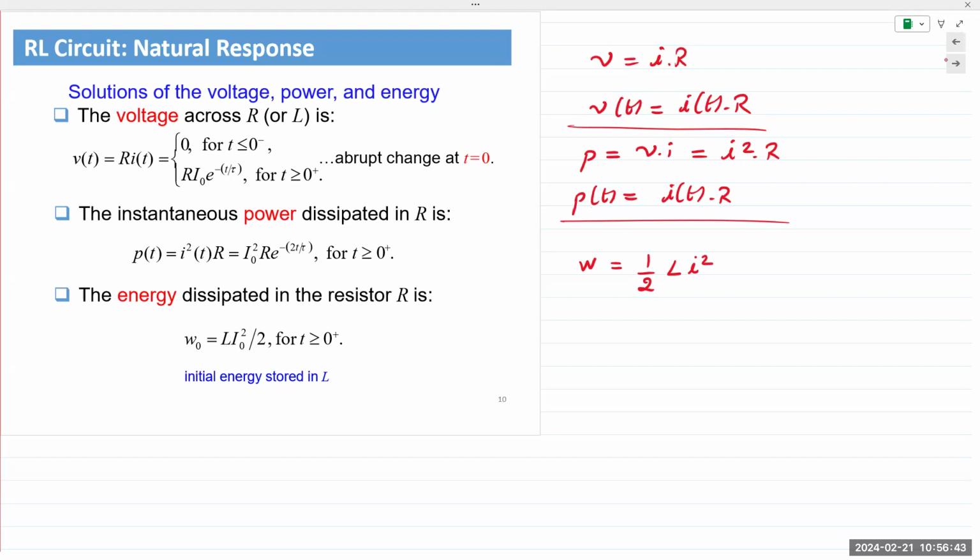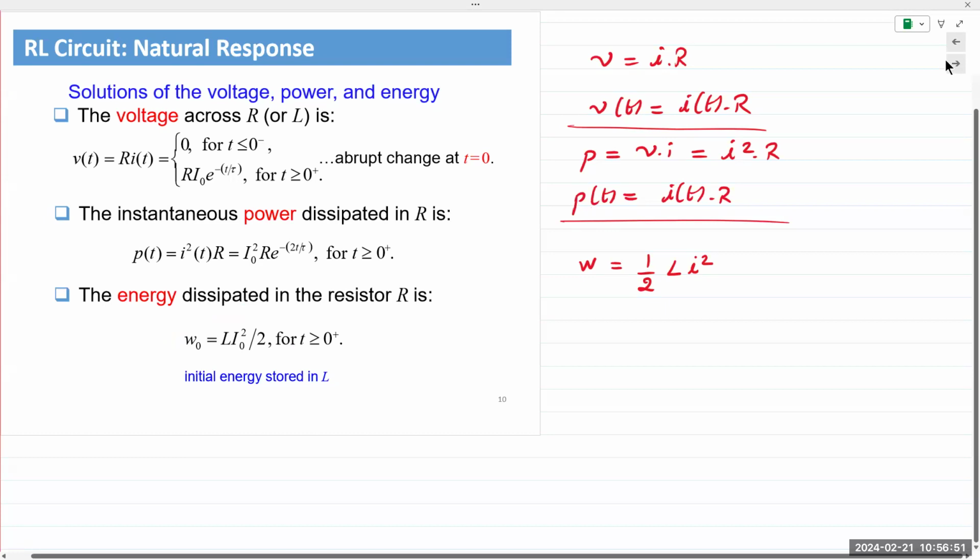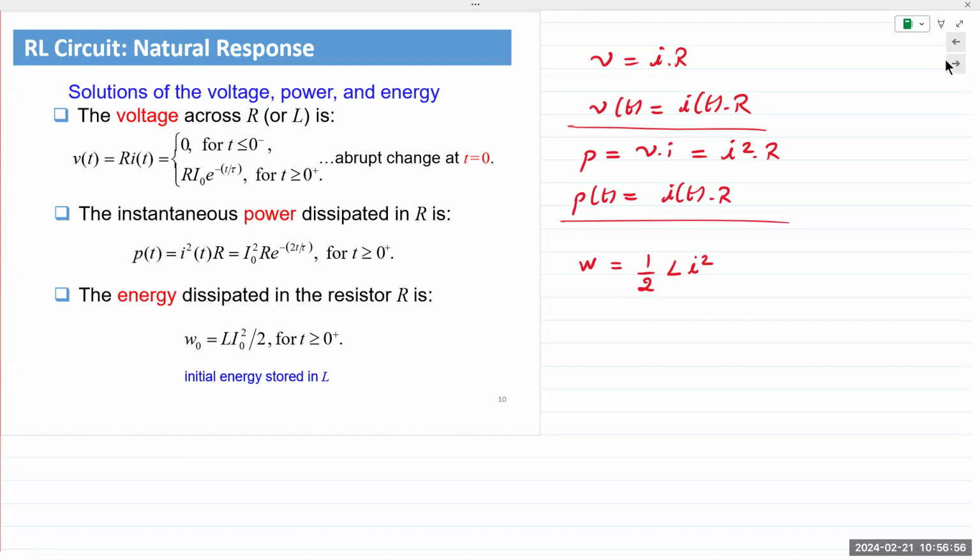I is basically the initial stored current in that inductor. So you get L I0 squared over 2, or half Li squared. All right, makes sense?